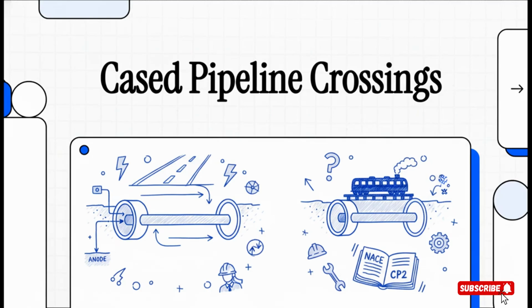All right, welcome to our deep dive on a really critical topic in pipeline integrity. We're going to be talking about cathodic protection for cased crossings. You know, where a pipeline goes under a road or a railroad.